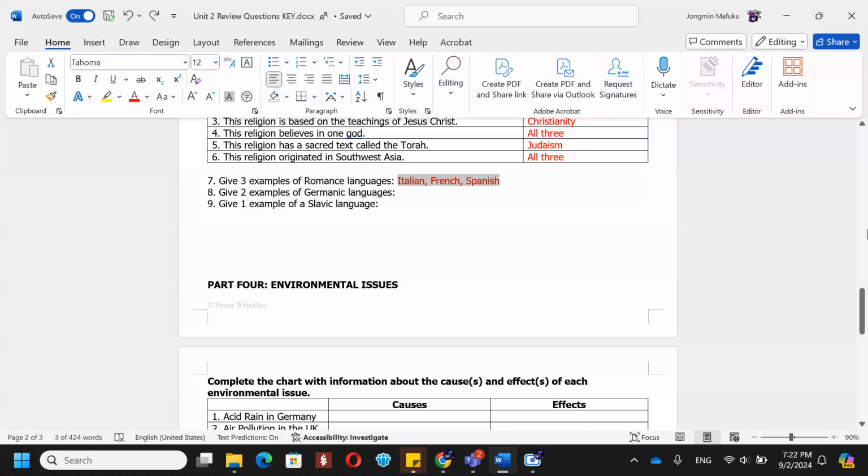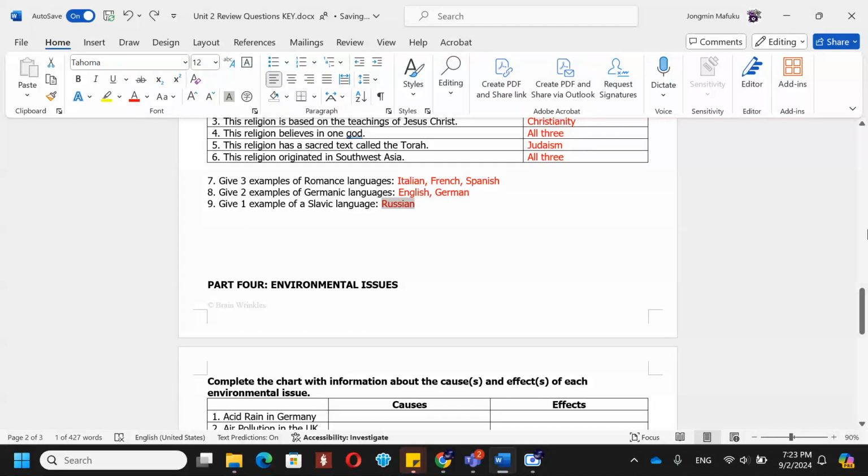Number eight, give two examples of Germanic languages. One, of course, is German. I swear, every year there's some people that write Chinese or something for some reason. Germanic language is German. It's in the name. I don't know how y'all get Chinese out of Germanic language.